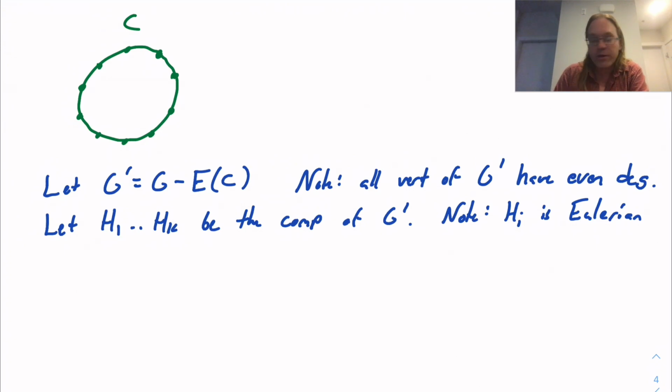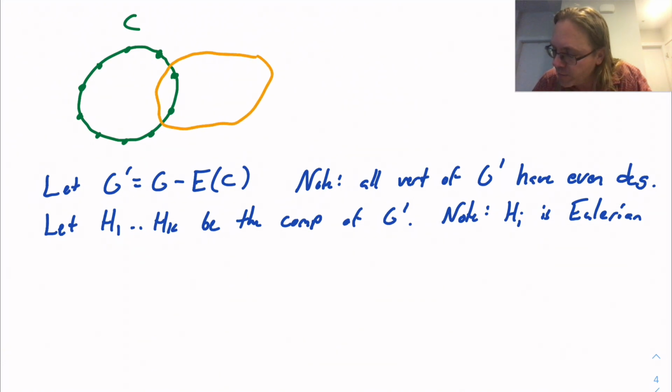The key feature here is that because our original graph G was connected, every component Hi has to contain a vertex of the cycle C. So let me sort of draw a picture. What I'm claiming here is, if you have a component, this might be H1, anytime you have a component, it's got to contain at least one vertex of the cycle C.